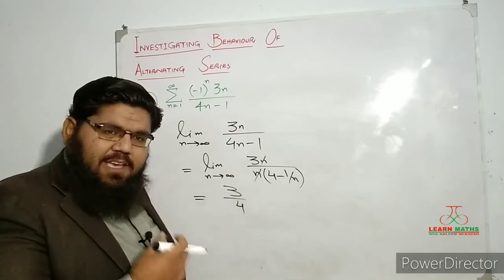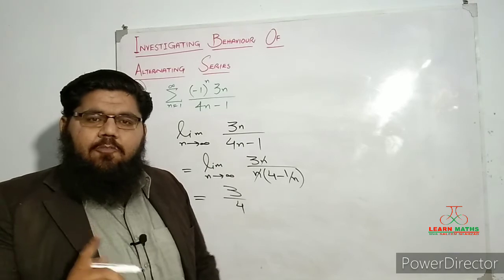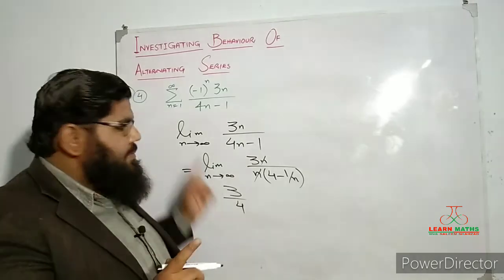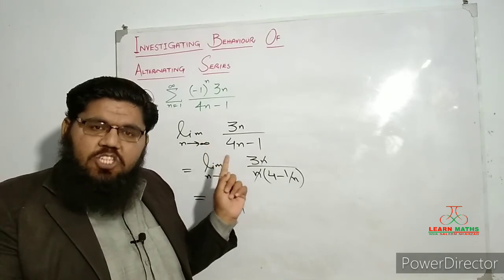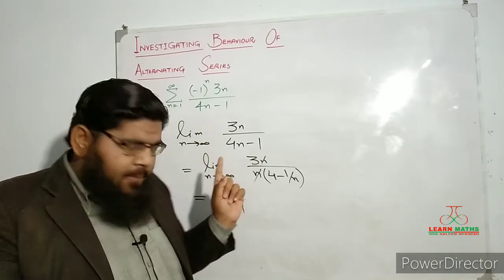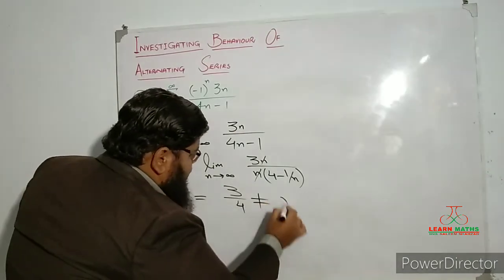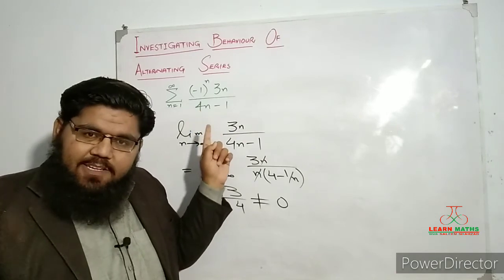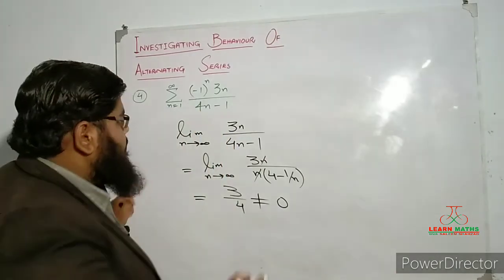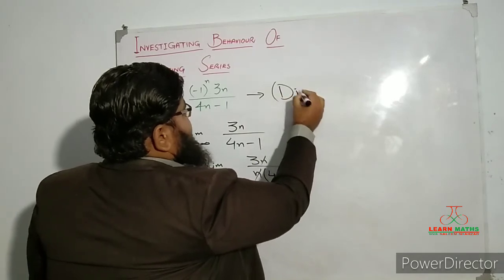So what is the anomaly here? What's the problem here? The alternating series test wants the limiting value of your alternating series as n approaches infinity to be 0. But here the limit is actually non-zero. So this series is actually violating the second condition of the alternating series test. So we can conclude that this series is actually a divergent one.